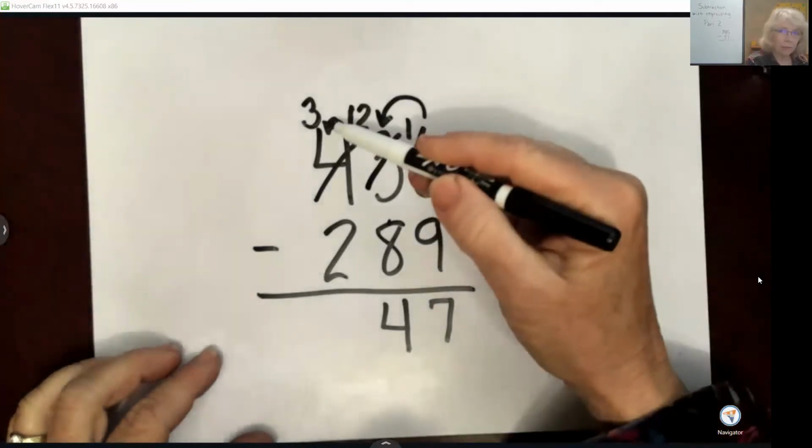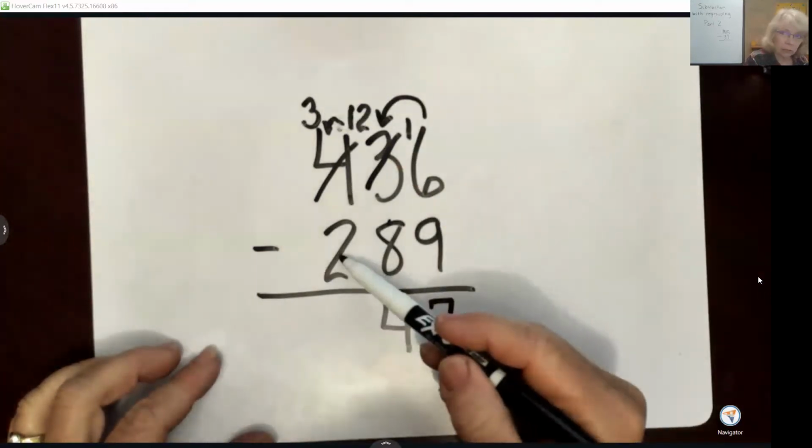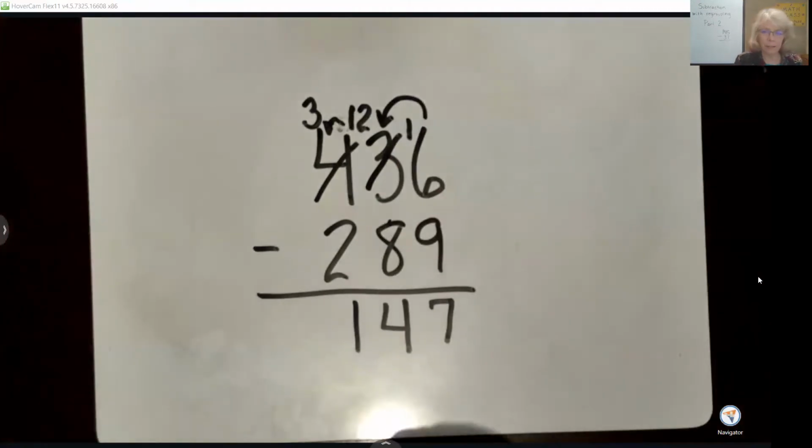Now we got to go back over to my hundreds place, and I have a 3, take away 2 equals 1. And our final answer is 147.